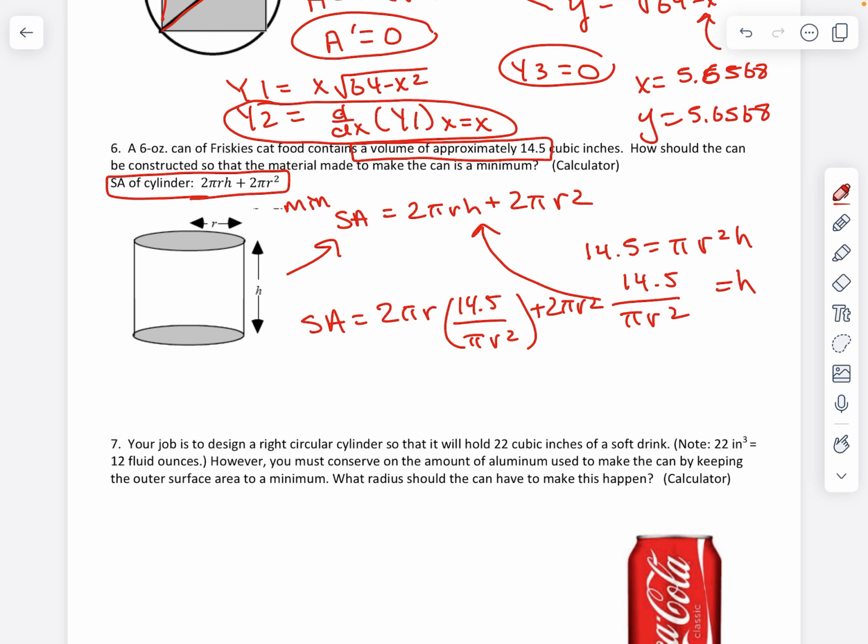I'm going to leave it like this, type this into y1, and then have the calculator do the same thing we did in the previous problem. Have the calculator come up with the derivative in y2, and in y3, have it find the zeros. And if you do this correctly, you should get an intersection point of 1.32146. Again, it does ask you how you should construct the can, so you need the radius and the height. So you can plug it in here and find the matching height.